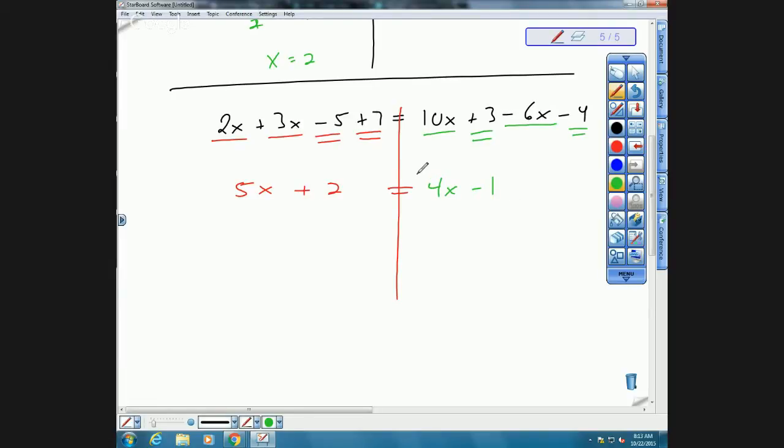Now start thinking about moving things across. The first thing I always like to do is get my x's together in one spot. You can either move them all to the right or all to the left. I think most of us usually move them to the left. So here I subtract 4x from both sides.